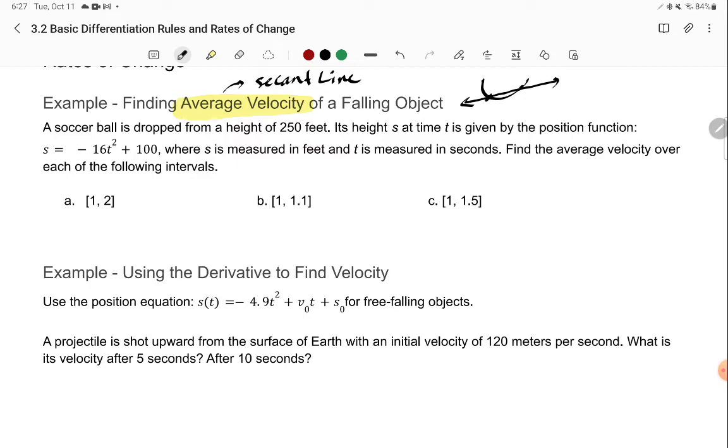On this first one, a soccer ball is dropped from a height of 250 feet. Its height at time t is given by the position function s is equal to negative 16t squared plus 100, where s is in feet and t is in seconds. Find the average velocity over each of the following intervals. So let's see what you can remember back from Algebra 2, probably the last time you did something like this. Go ahead and try these on your own and see how you did.